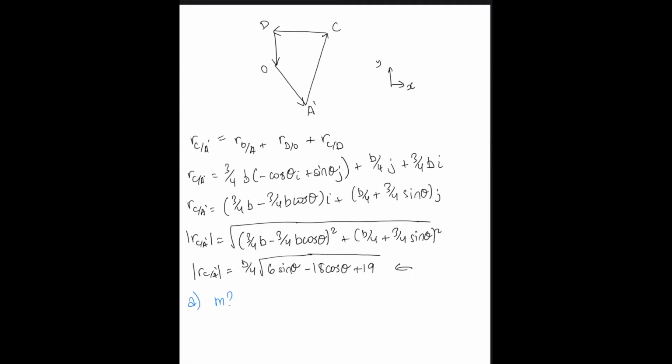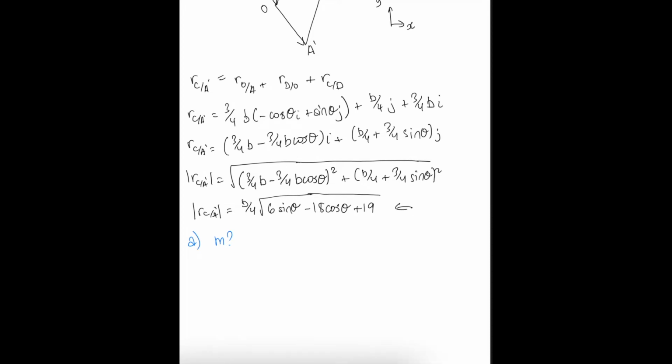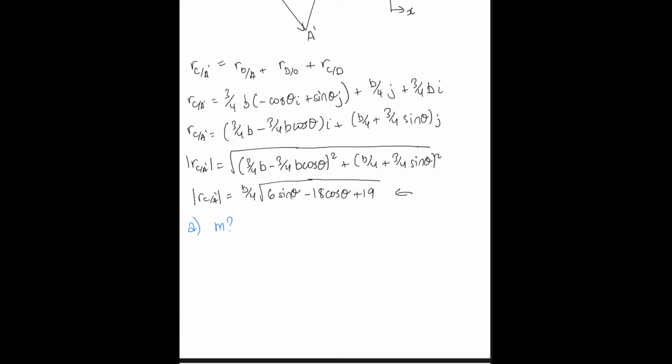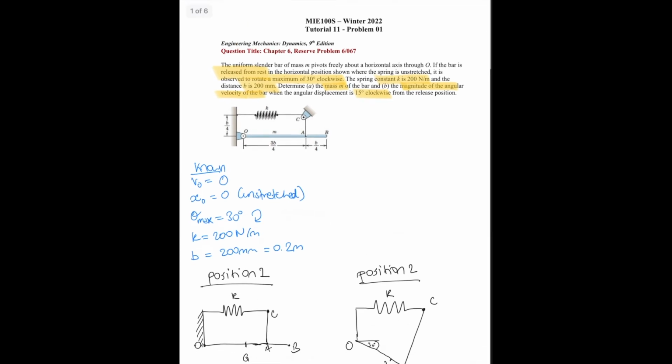We want to find the mass. So first of all, to find the stretched and unstretched length of the spring over here, any change that happens from A to C will also cause a change in the stretched length of the spring. Therefore, we can assume that the magnitude of AC, the unstretched in position 1, is going to be equal to the unstretched length of the spring.